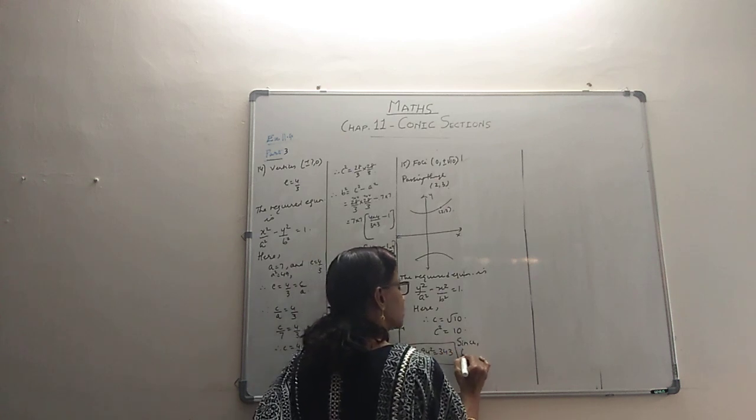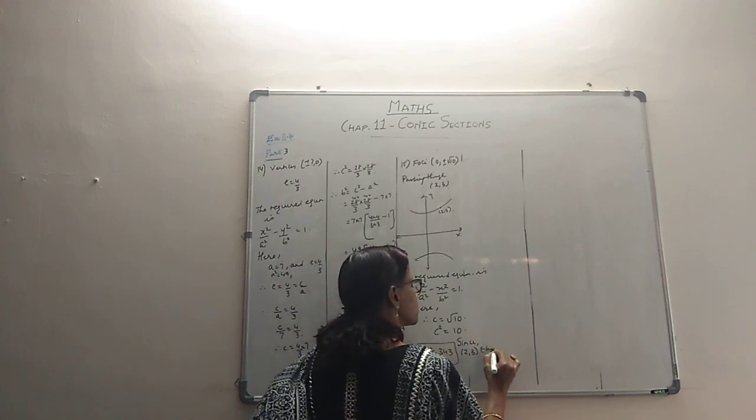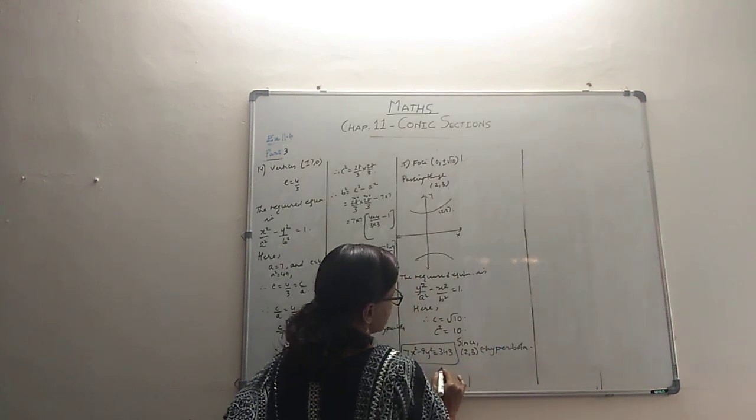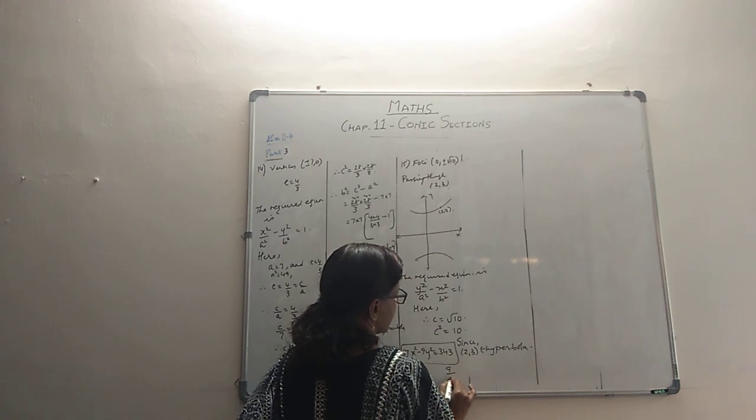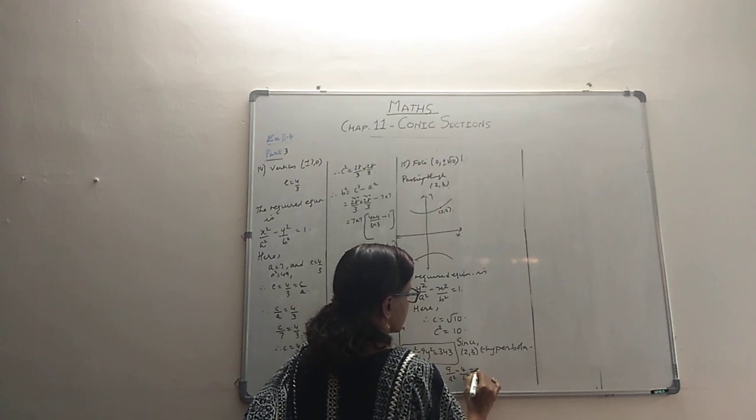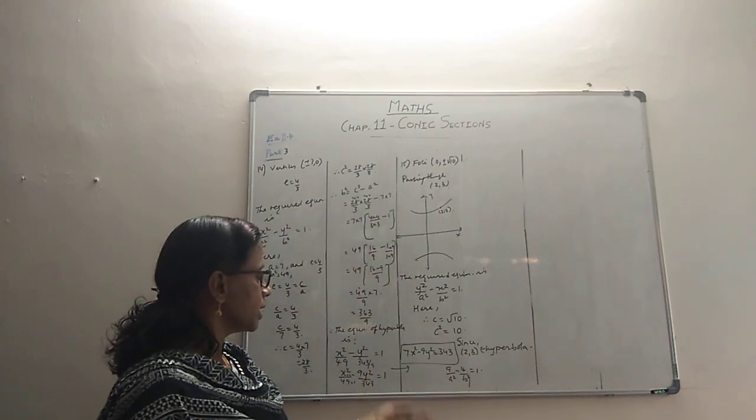Since (2, 3) belongs to the hyperbola, we are substituting. So what is happening? 3 3s are 9, 9 by a squared minus 2 2s are 4, 4 by b squared equal to 1. We have come to this form, then we will have to solve this.